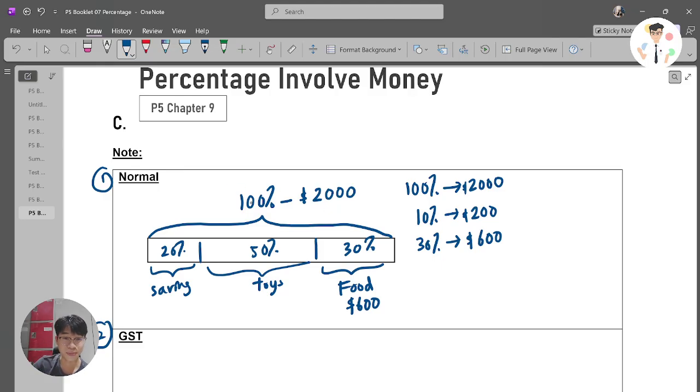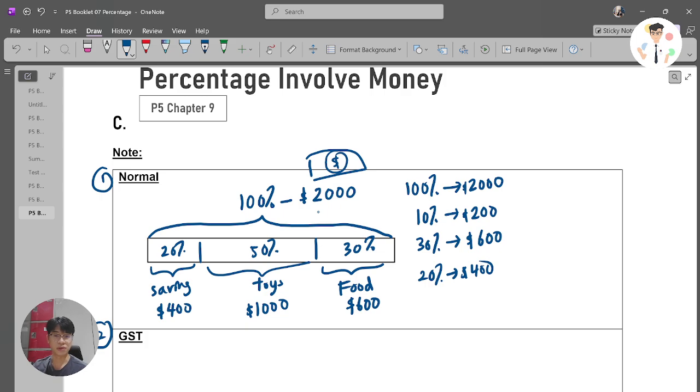If I give you that 10%, the amount of money that I have is 2,000. Then I spend 30% on food, then it's 600. 50% will be what? Means half of this, right? So I think you can somehow find it is 1,000. 20%, again, 10% is 200. 20% is 400. So that is basically how you find everything.